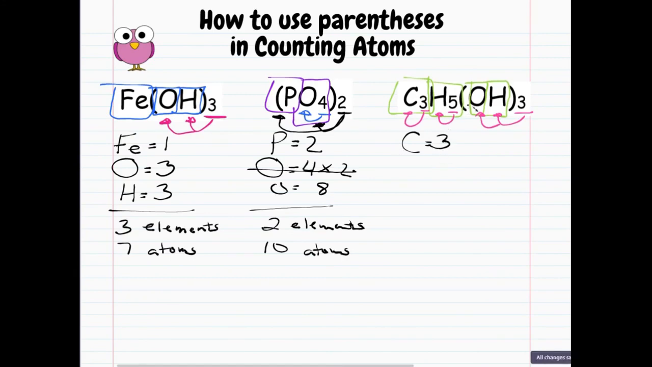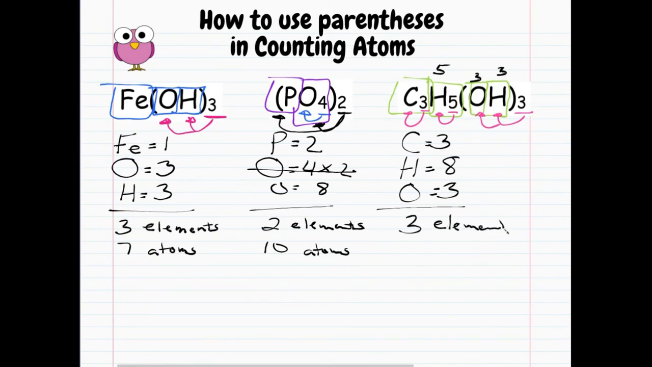Our next element was hydrogen. So we write down hydrogen. However, hydrogen has 5 atoms here, we know because of the subscript, and because of the 3 outside the parentheses, hydrogen has 3 more atoms here. So 5 plus 3 is 8 atoms of hydrogen. Our last element is oxygen. We have that 3 outside the parentheses again, so that gives us 3 atoms of oxygen. So we ended up with 3 elements and 14 atoms.